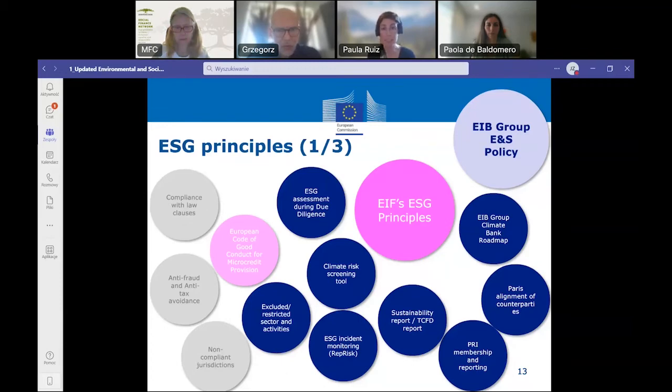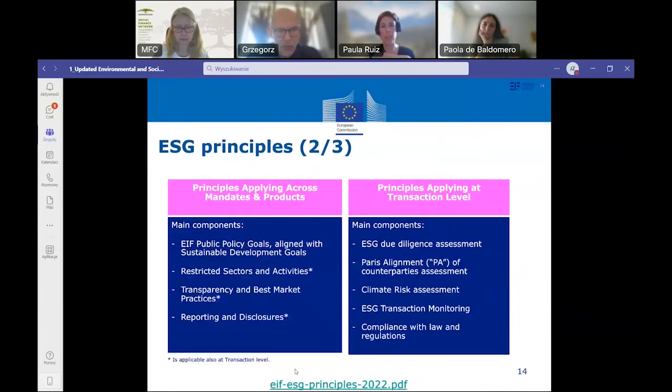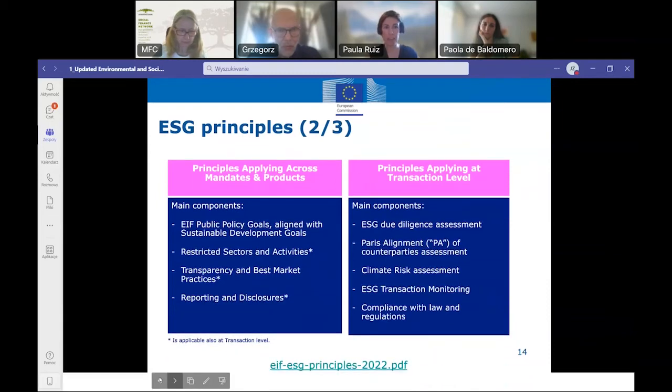What else am I missing? Yeah, we have a new methodology for identifying the climate risk exposure of our portfolios. So we have a number of initiatives and points that we are covering in these ESG principles. I have not been comprehensive in the description of them, but I just wanted to provide you with an overall background of what we are thinking here.